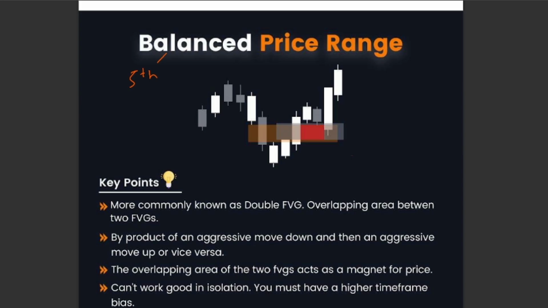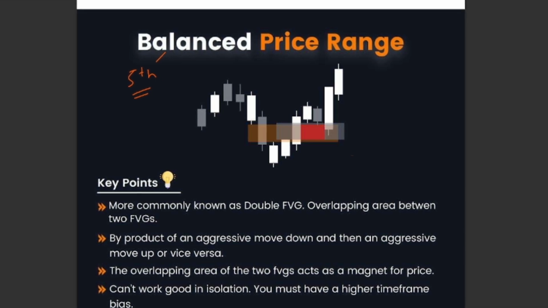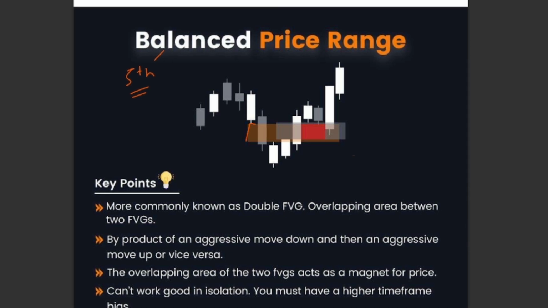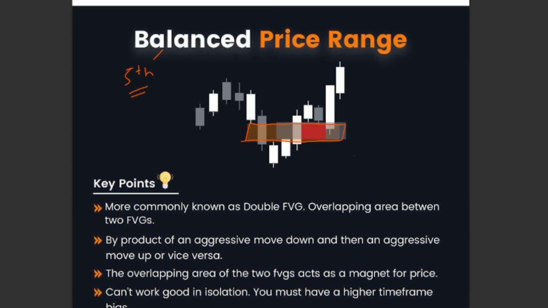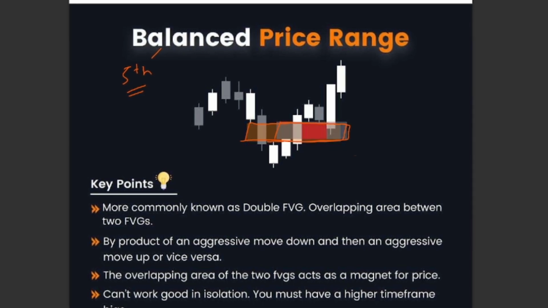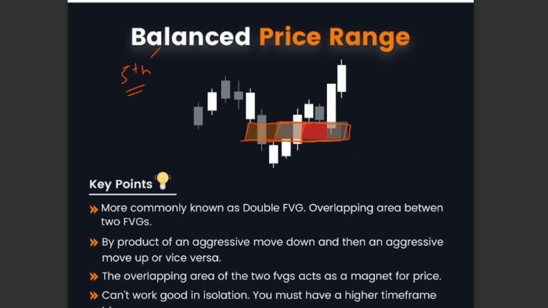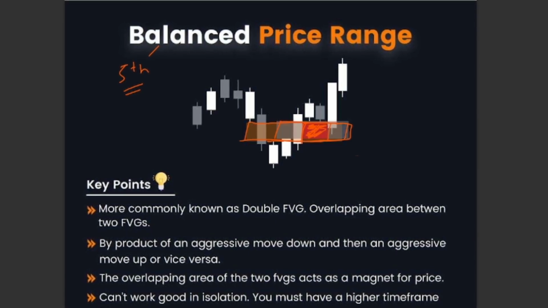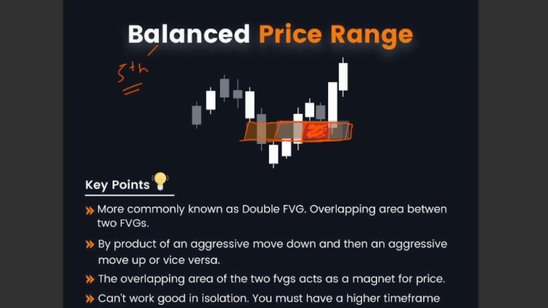So let's move on to our fifth type of fair value gap, which is balanced price ranges. You can't use this in isolation and you need a higher time frame bias. So let's see what balanced price ranges mean. Basically, it is an overlap of two fair value gaps. You can see this is a bullish fair value gap, BISI, and this is a bearish fair value gap such as SIBI. The overlap of this, that is the red area that I am also coloring with the orange, is balanced price ranges.